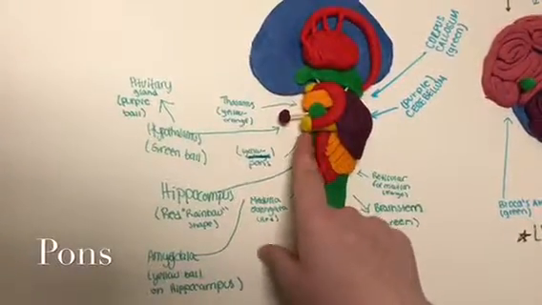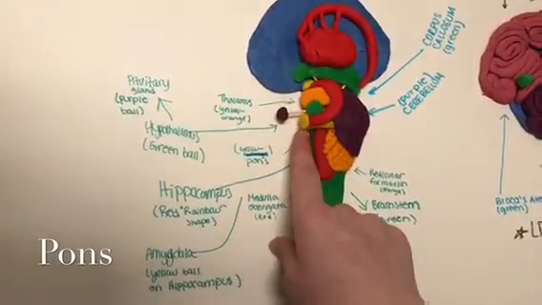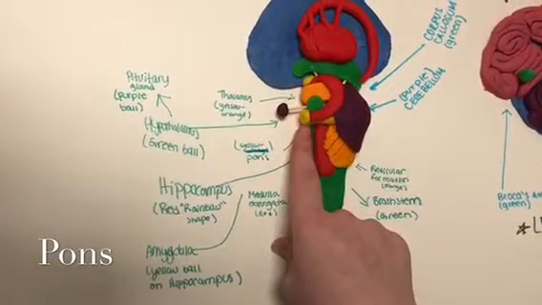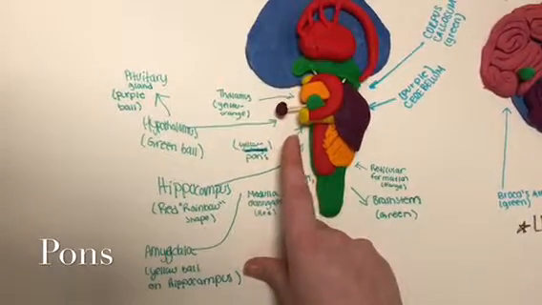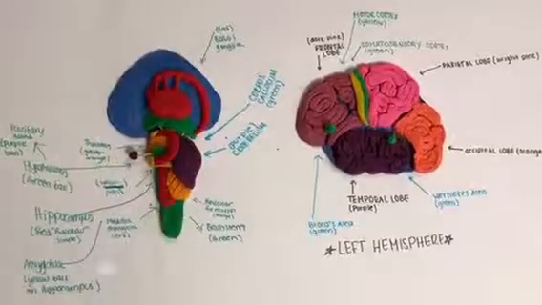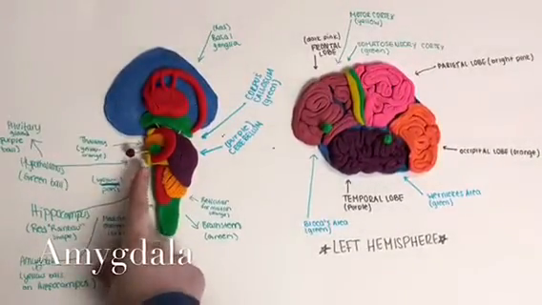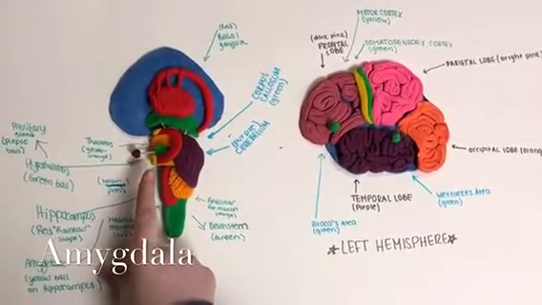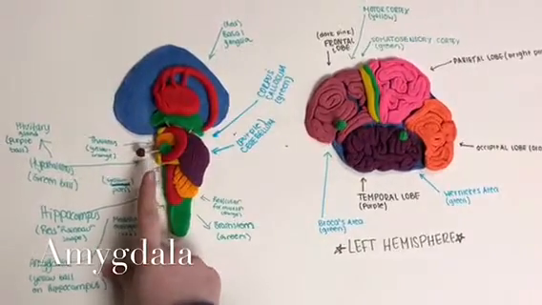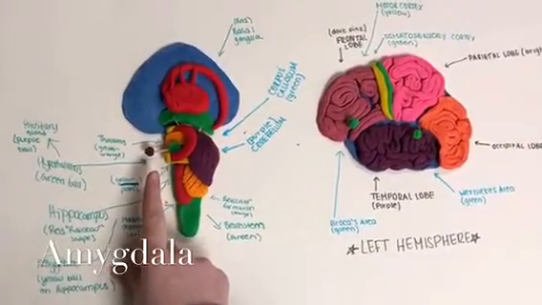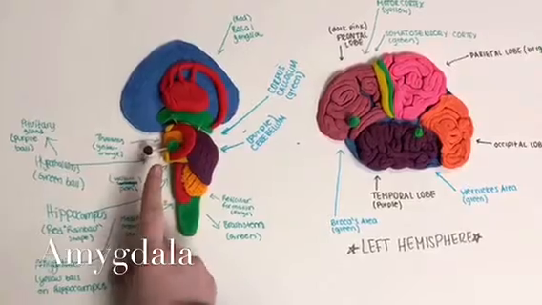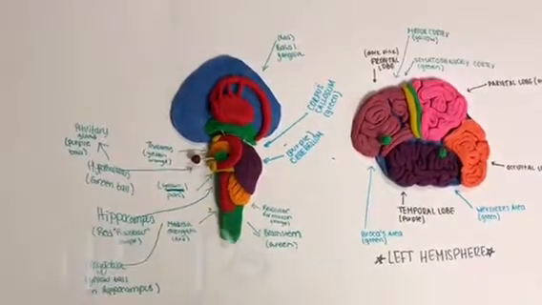Okay, pictured here in the yellow is the pons, which plays a key role in sleeping and dreaming, but also respiration and breathing rate. Pictured here in the yellow is the amygdala. The amygdala influences aggression and fear. It also coordinates the fight or flight response and is involved in emotional awareness and expression.